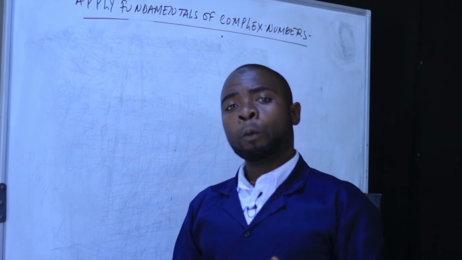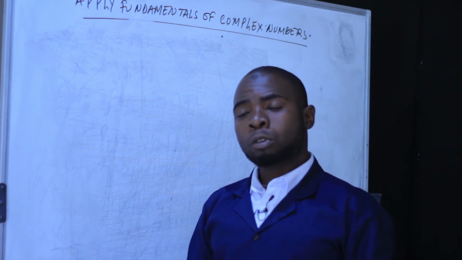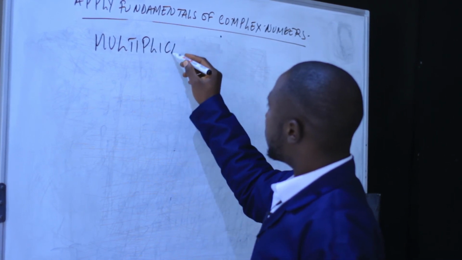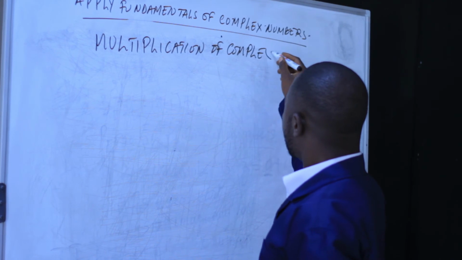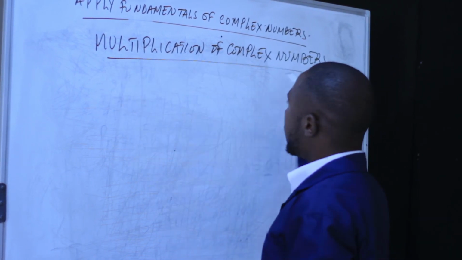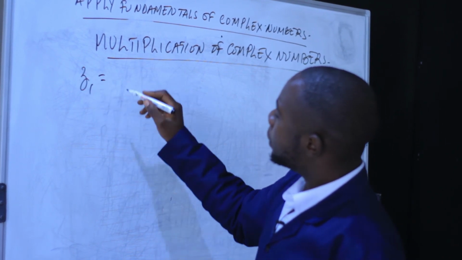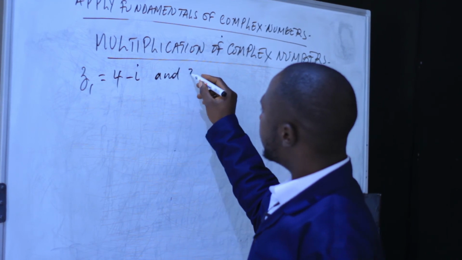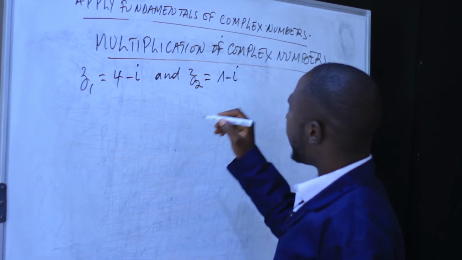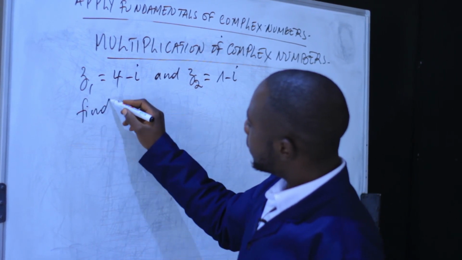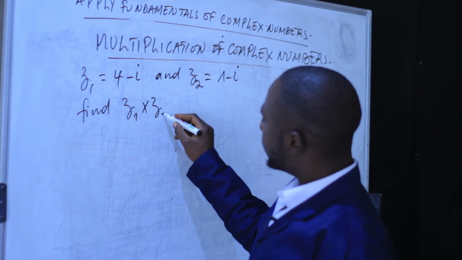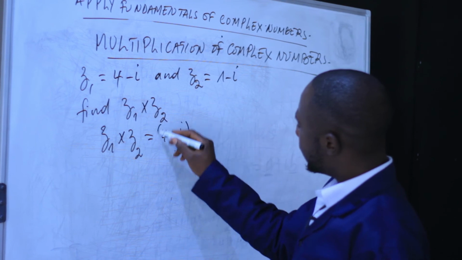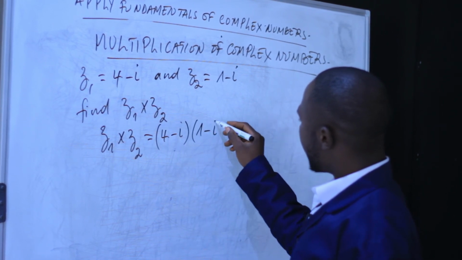We have already seen how we can add complex numbers. Then we are going to see how we can multiply complex numbers. Multiplication of complex numbers. Z1 is equal to 4 minus i, and Z2 is equal to 1 minus i. You are asked to find Z1 times Z2. Z1 times Z2 will be equal to 4 minus i times 1 minus i.